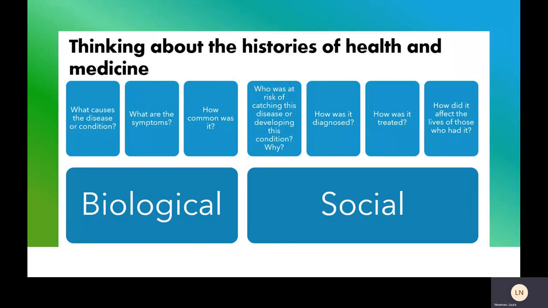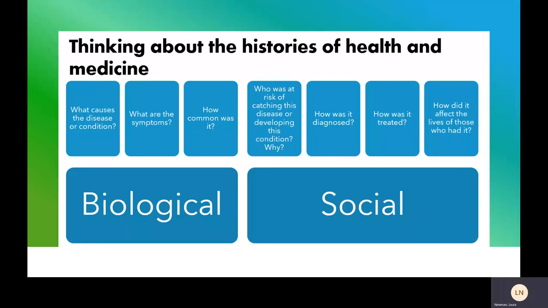So thinking about, what causes this disease or condition? What are its symptoms? Because that's very important. If we think about pulmonary TB, one of the signs of advanced pulmonary TB is coughing up blood, and that obviously has significance for thinking about how people might have reacted to having that disease, or reacted to people who had that disease. And then also thinking about how common it was.